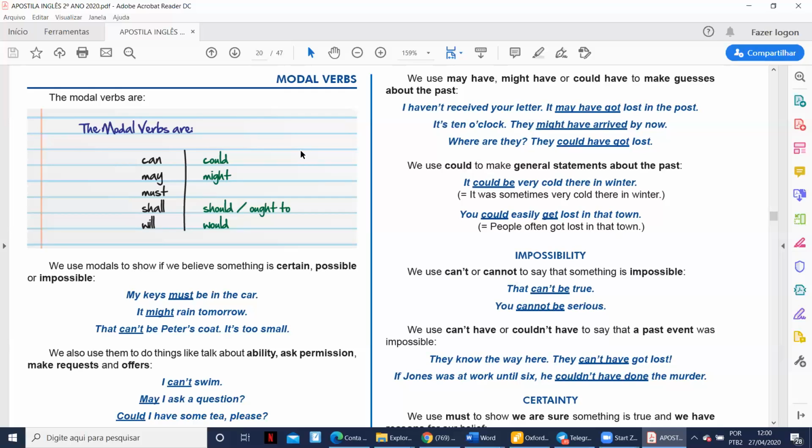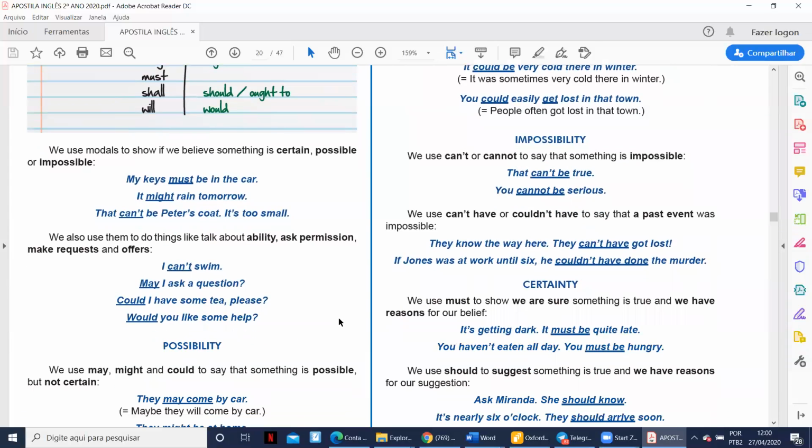So we have a lot of modal verbs, but these are the most important ones, okay? Can, may, must, shall, will, could, might, should, ought to, would, yeah? The most important modal verbs that we have in English, yeah?